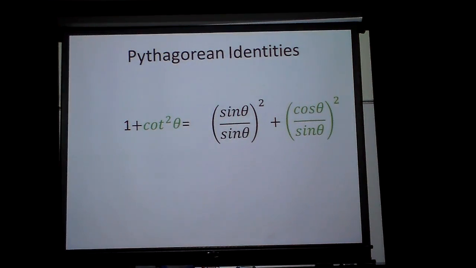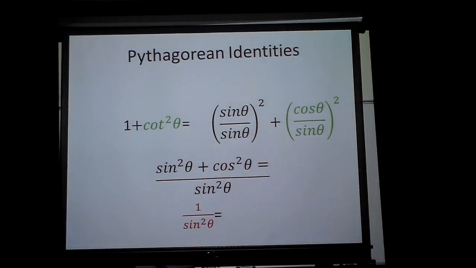All right? But anyway, so if I put those together, I have a sine squared plus cosine squared on top and a common denominator of sine squared on the bottom. We already know what sine squared plus cosine squared is equal to? 1. And then 1 over sine squared is the reciprocal for the cosecant squared. So 1 plus cotangent squared equals cosecant squared.